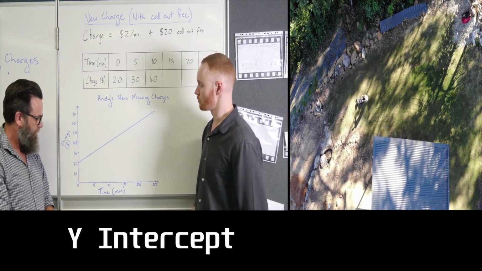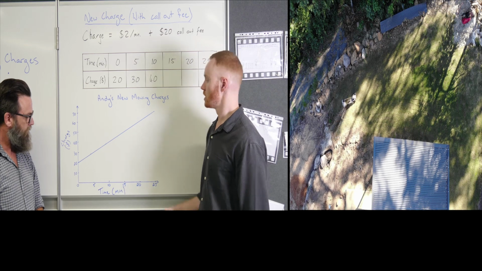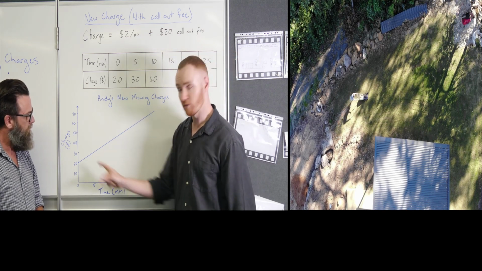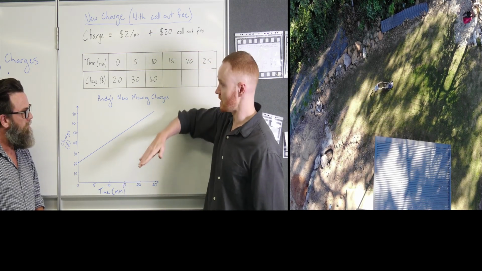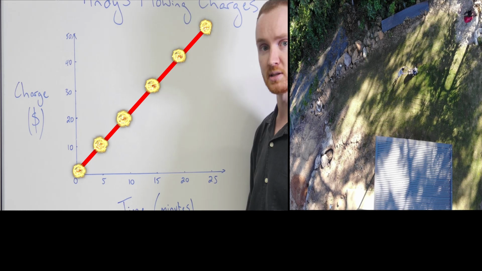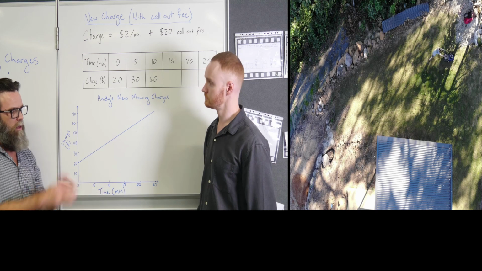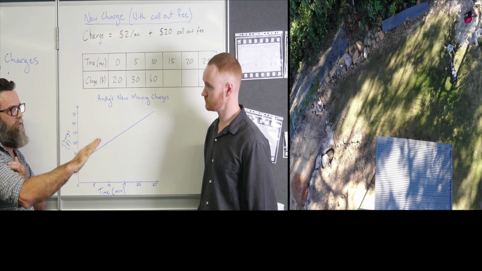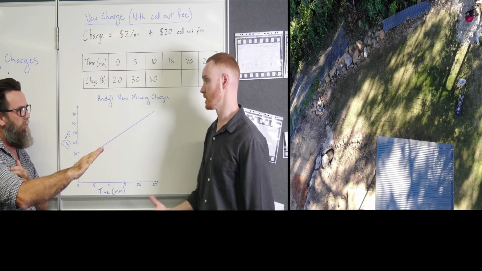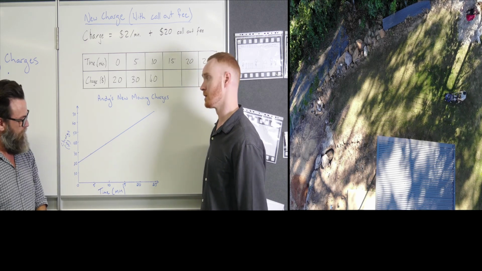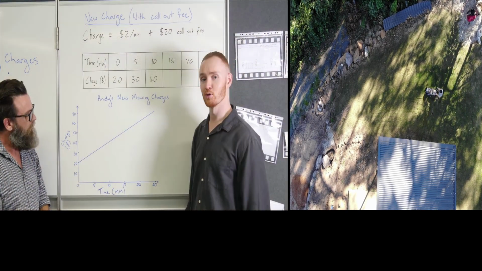Now my rate is still $2 per minute. So the linear graph I've actually drawn here has the same slant or gradient as my previous graph. Okay, so because the rate was exactly the same, the slope or the angle of the graph was also exactly the same. That's it. That's incredible. I'm earning a little bit more money thanks to that little call out fee.